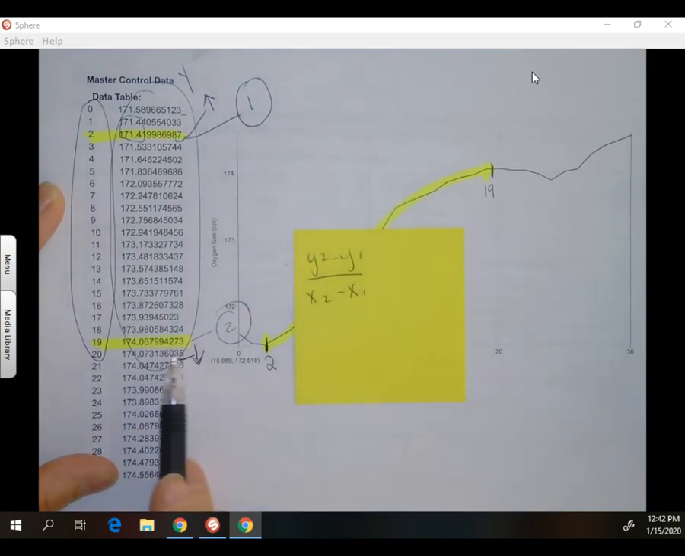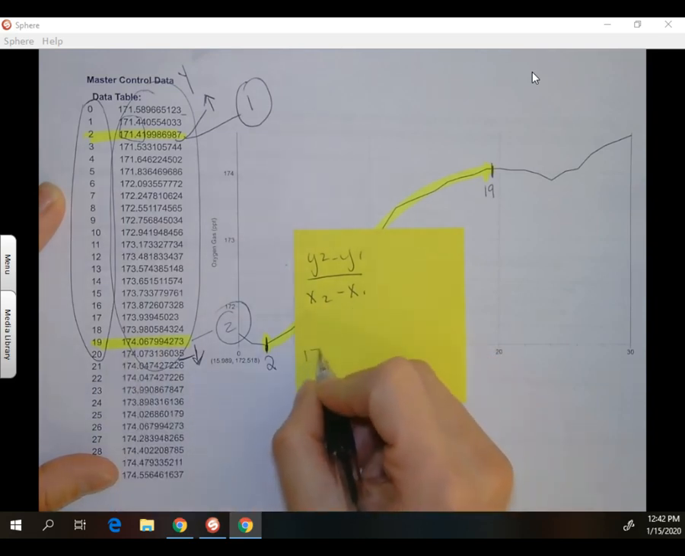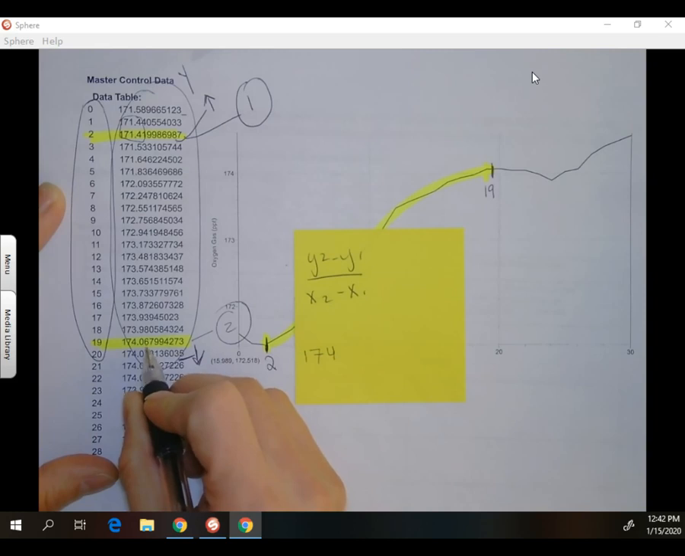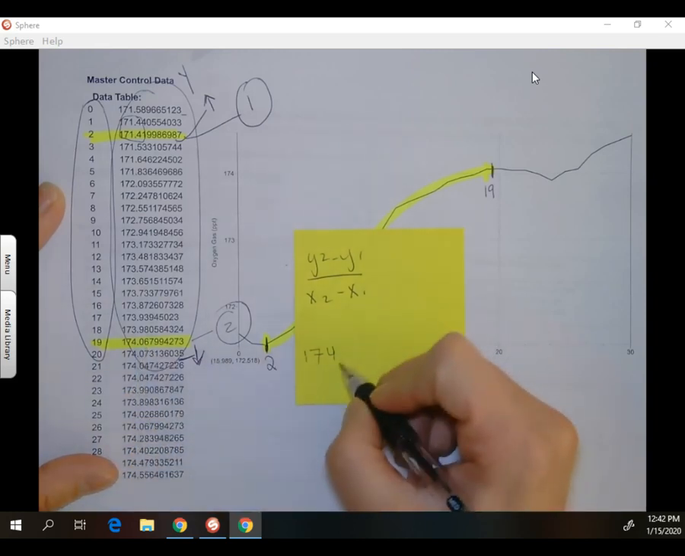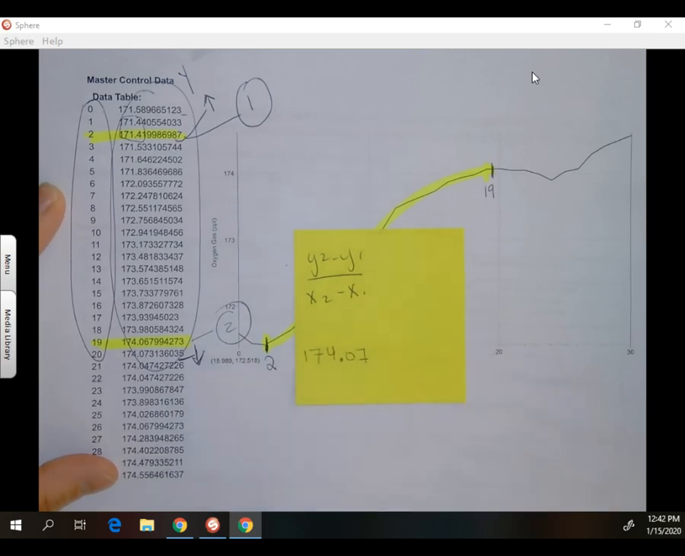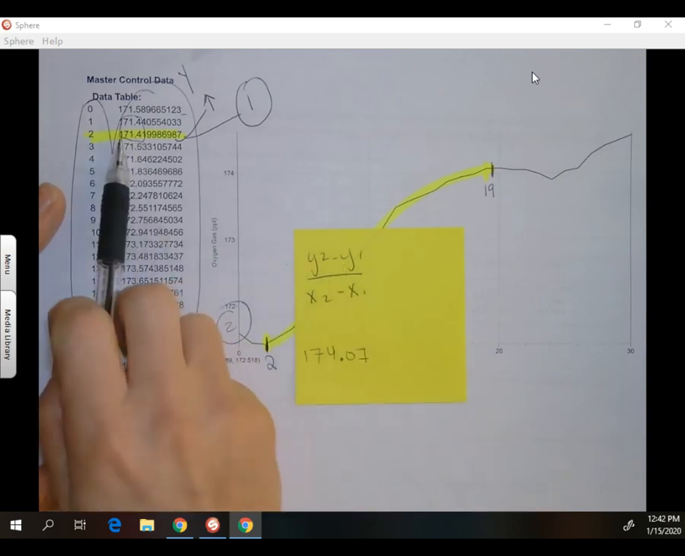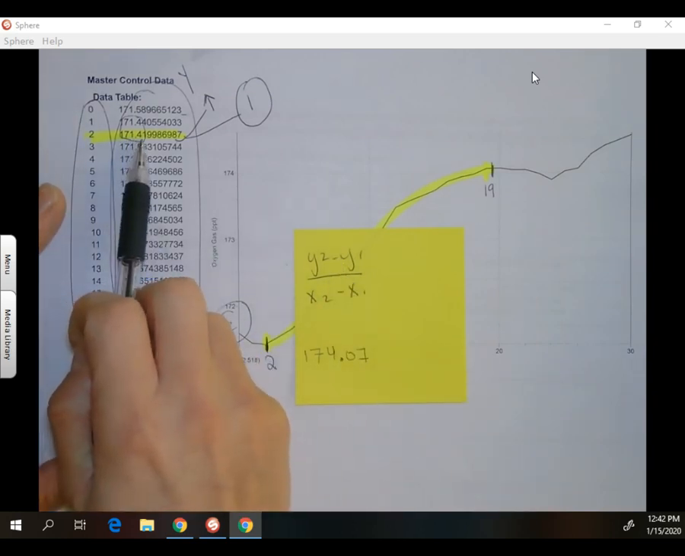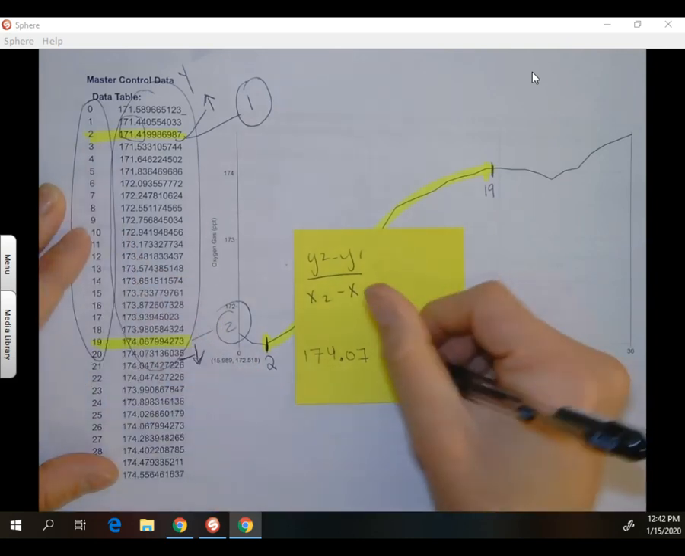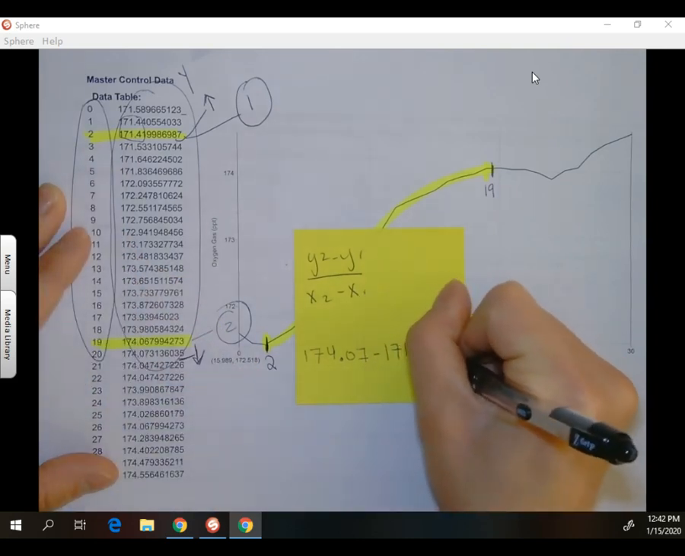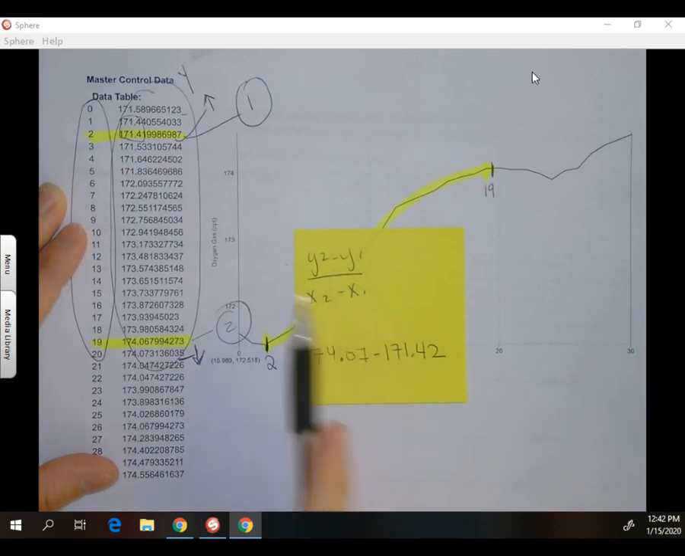So my y2 is right here. It's my y value, and it's going to be 174.07, where I round to the nearest hundredth. If you want to, I was going to transfer it over in a second, but you can write it on your sheet now. Okay. Then my y1 is up here, 171.42. So those are my y values. This is y2, this is y1. That's this value here.